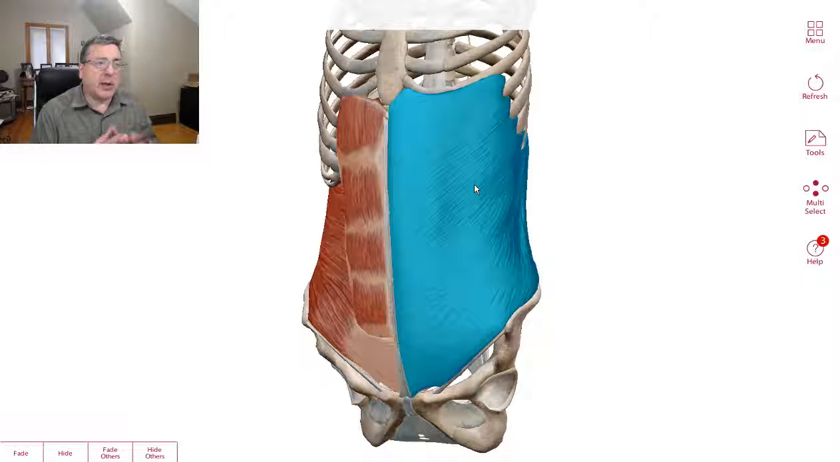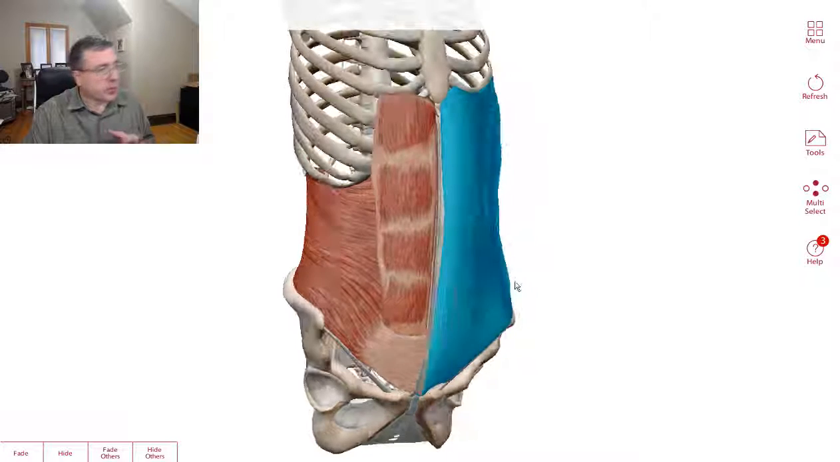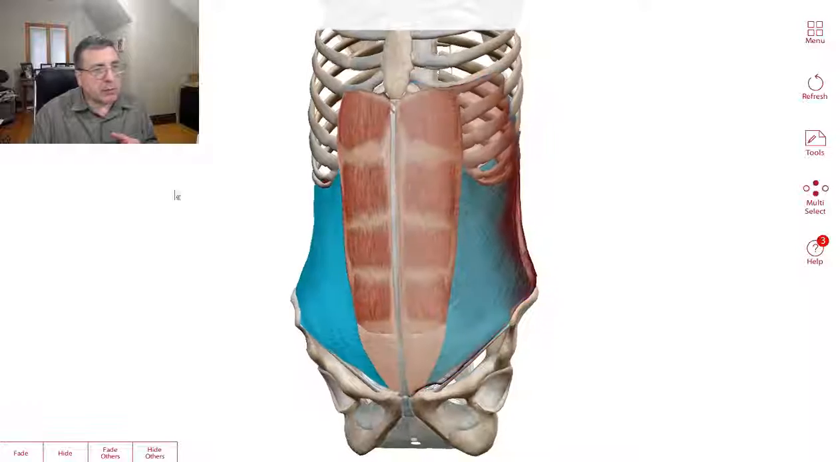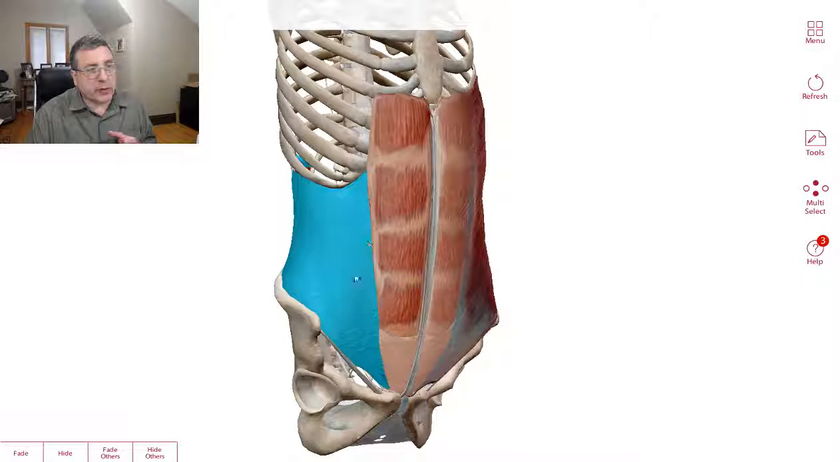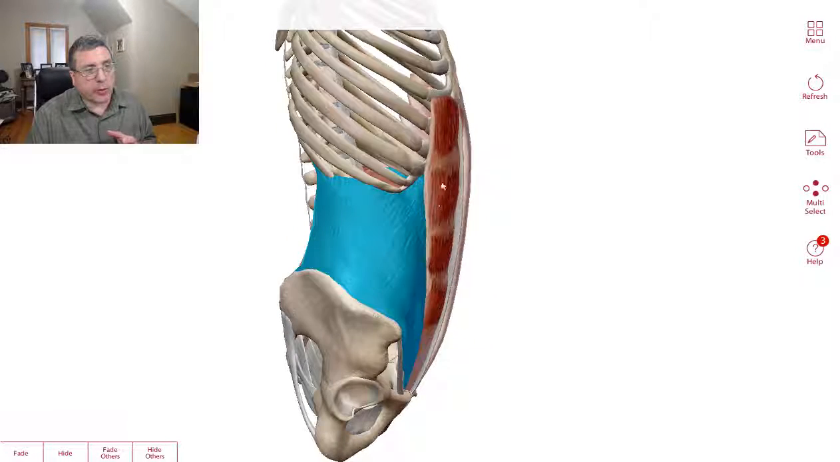There's actually four key muscles that we're looking at for the abdominal cavity: rectus abdominis, external oblique, and internal oblique, which is deep to the rectus abdominis. So let me see if I can hide that one.